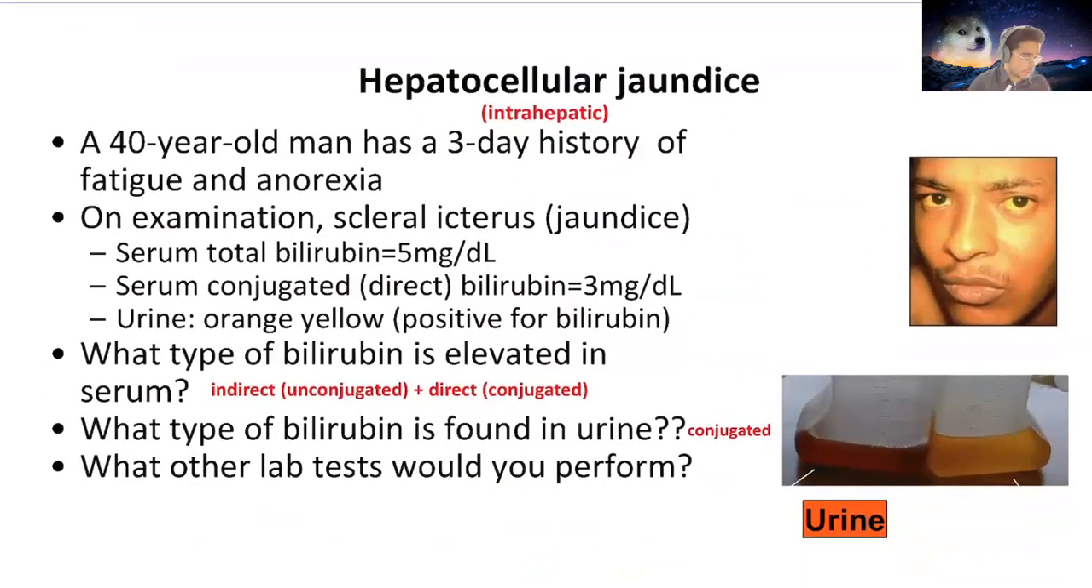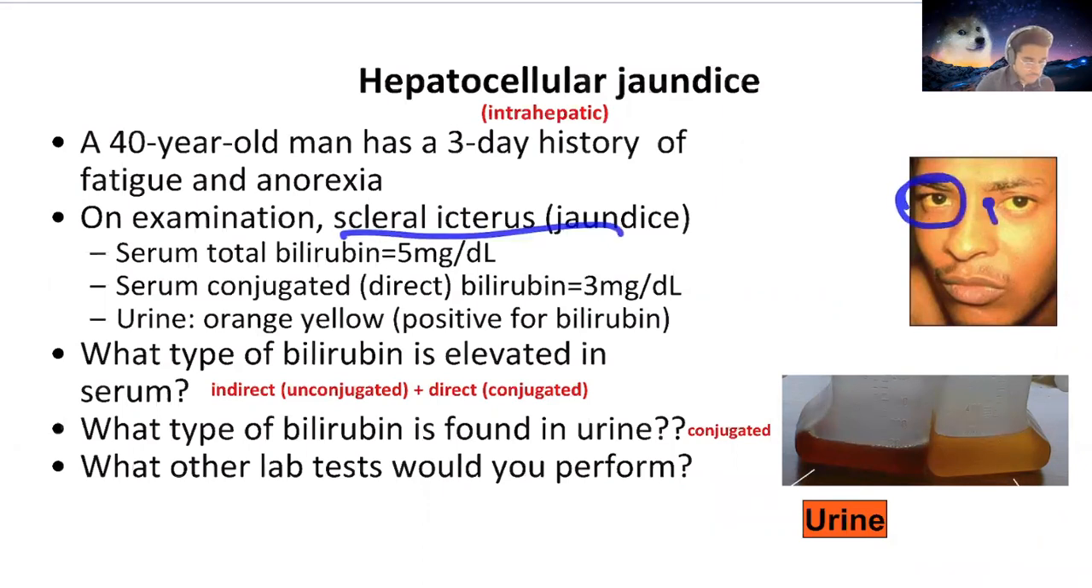Hepatocellular jaundice. Typically, the most common cause is alcohol damage, right? What are you going to have in terms of lab values? Your AST to ALT ratio is highly elevated. So think about your 2-to-1 ratio. That's kind of a hint at what you might likely see. Scleral icterus is a buzzword.